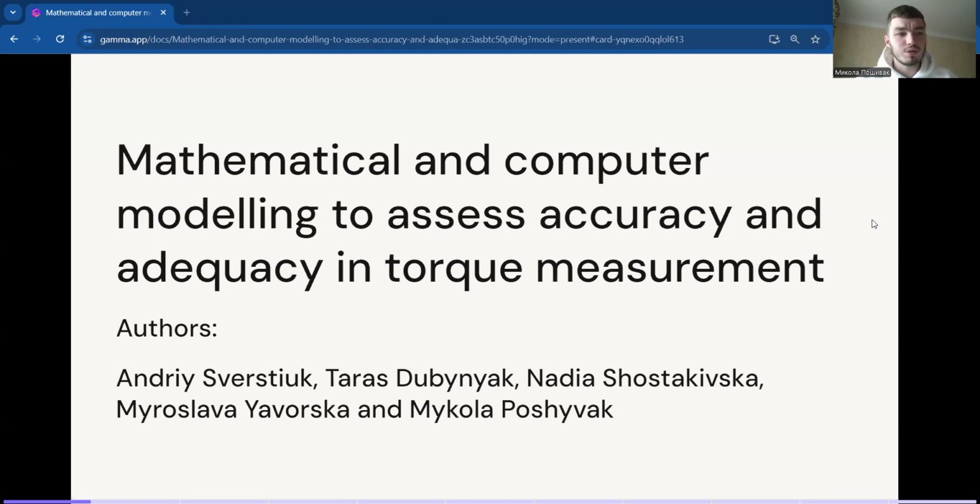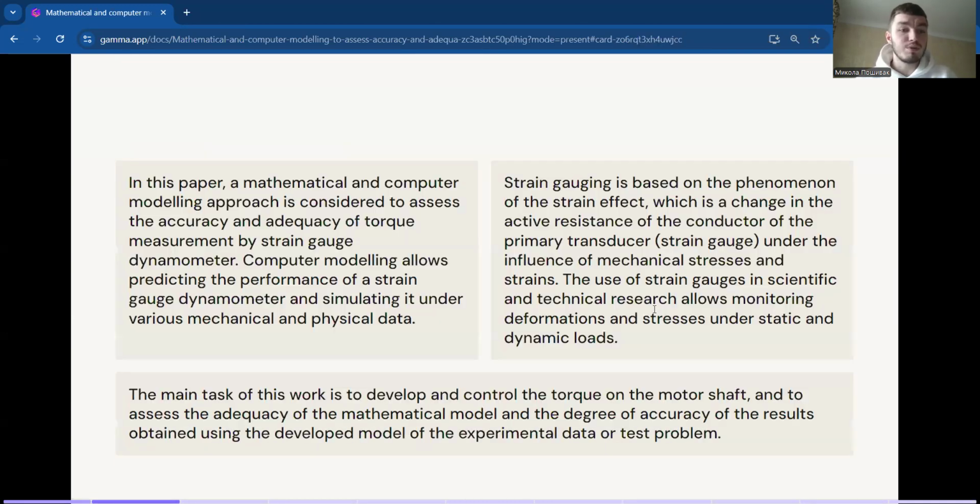The aim of the work was mathematical and computer modeling to assess accuracy and adequacy in torque measurement. In this paper, a mathematical and computer modeling approach is considered to assess the accuracy and adequacy of torque measurement by strain gauge dynamometer. Computer modeling allows predicting the performance of a strain gauge dynamometer and simulating it under various mechanical and physical data.